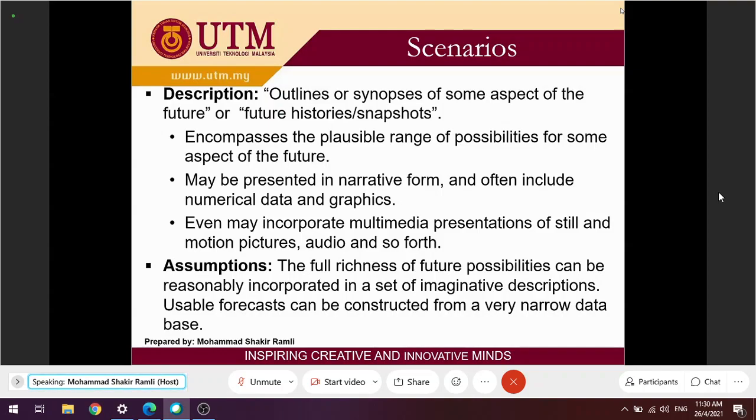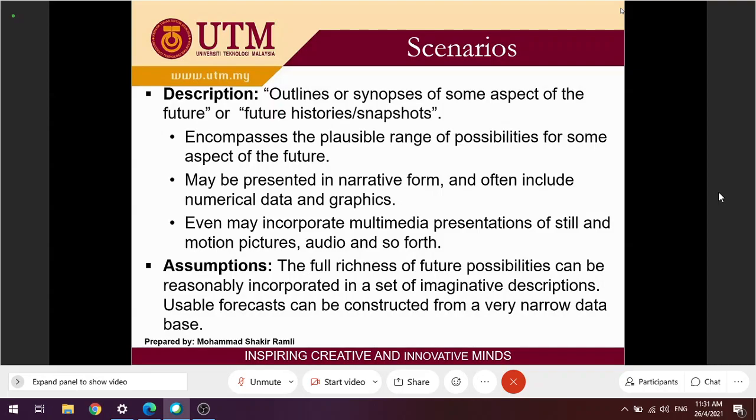Okay. It can be narrative, meaning description, in essay form, and often includes numerical data and graphics. That's another advantage of scenarios. You can integrate mathematical models, expert opinion, and Delphi techniques into the scenario. Yeah. So you can include numerical data such as trend analysis, maybe not much, but it can help. So you include mathematical or numerical data and also graphics.